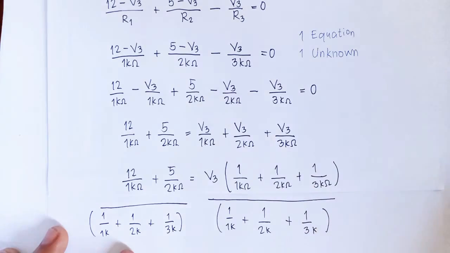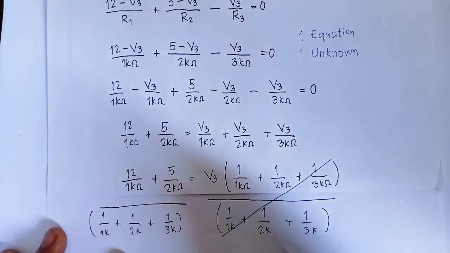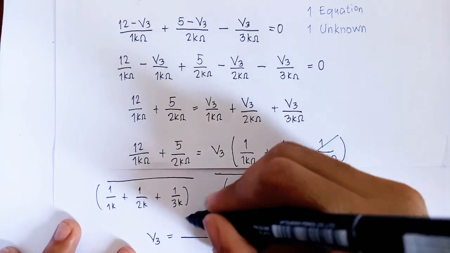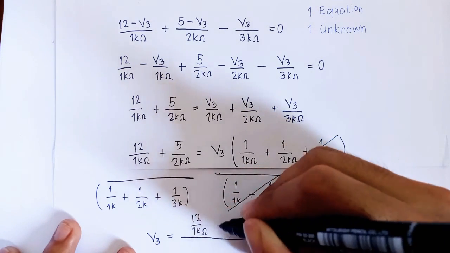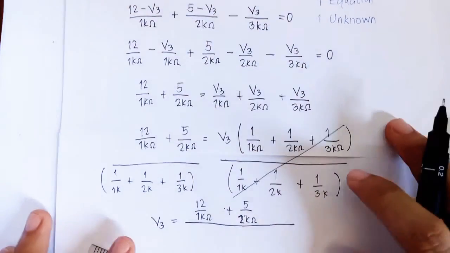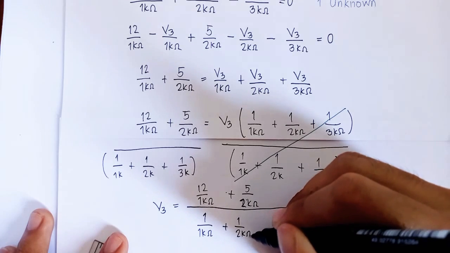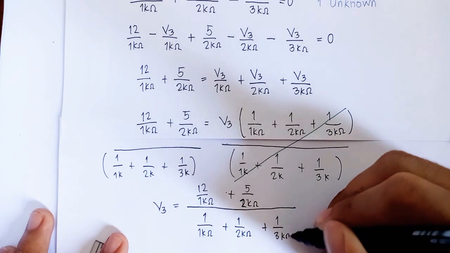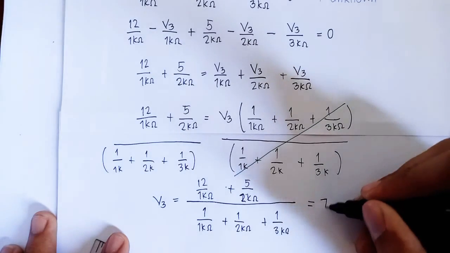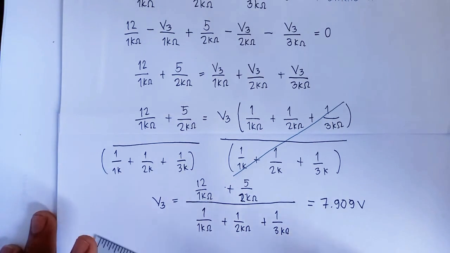Okay, mangyayari, ika-cancel natin to, para makuha natin si V3. And V sub 3 is equal to 12 over 1k plus 5 over 2 kilo ohms all over 1 over 1 kilo ohms plus 1 over 2 kilo ohms plus 1 over 3 kilo ohms. And V sub 3 is equal to 7.909 volts. Okay, so nakuha na natin si V sub 3.